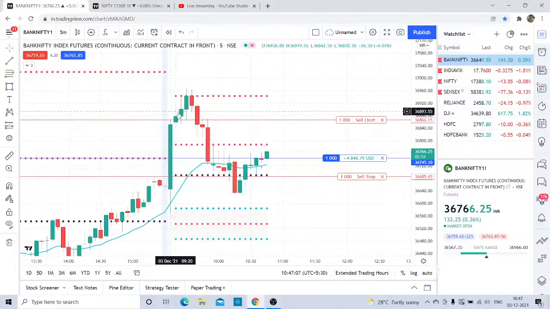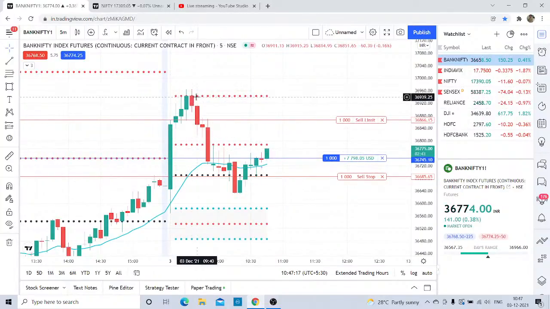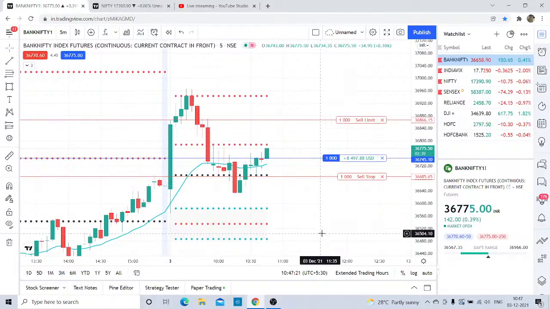Morning, one could have entered here, but the stop loss is very high, and the risk to reward ratio is very low. See, this is the target. Bank Nifty is moving towards our target. If it breaks the resistance, then our target is the first candle's high.